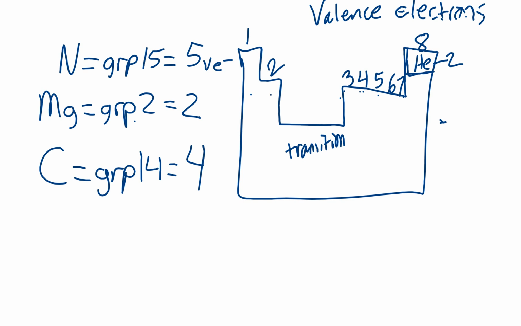Okay? Nitrogen is in group 15, so it has 5 valence electrons. Magnesium is in group 2, so it has 2 valence electrons. Carbon is in group 14, so it has 4 valence electrons.